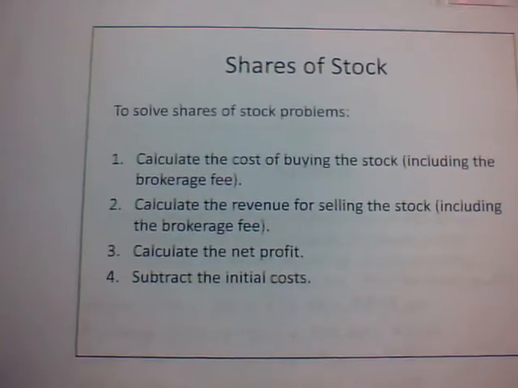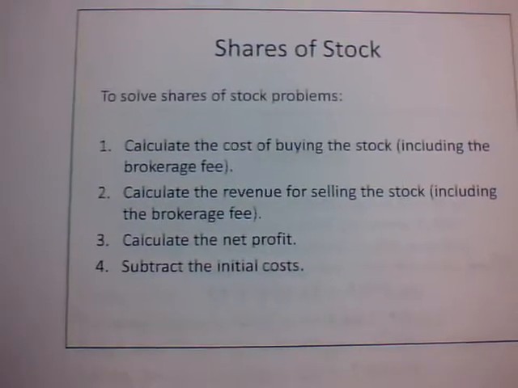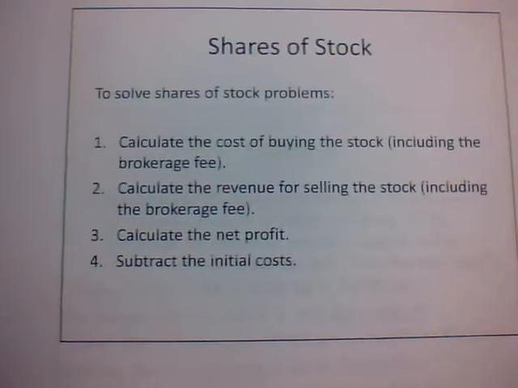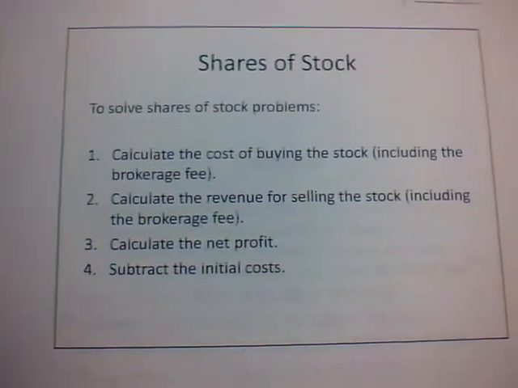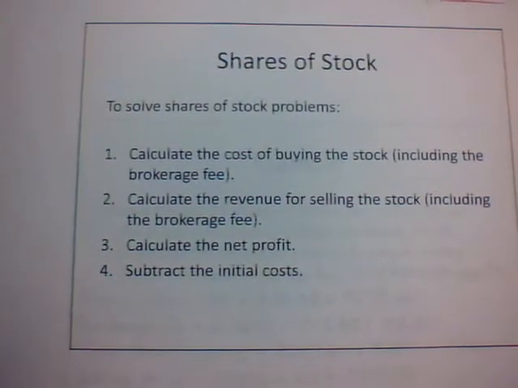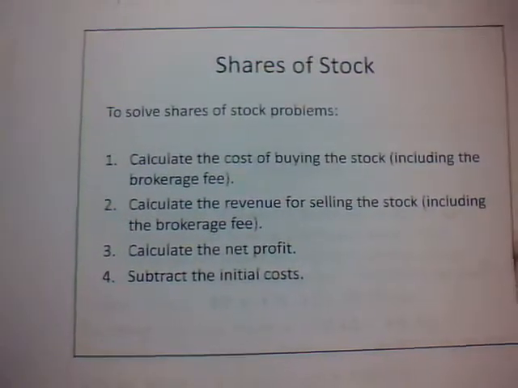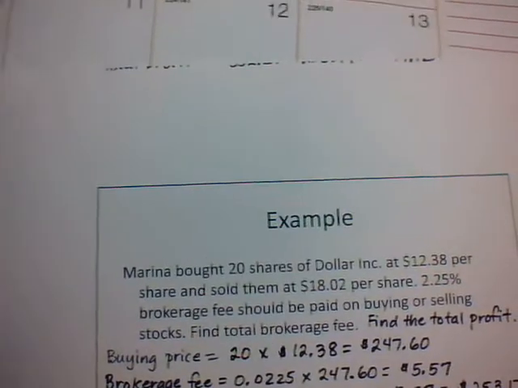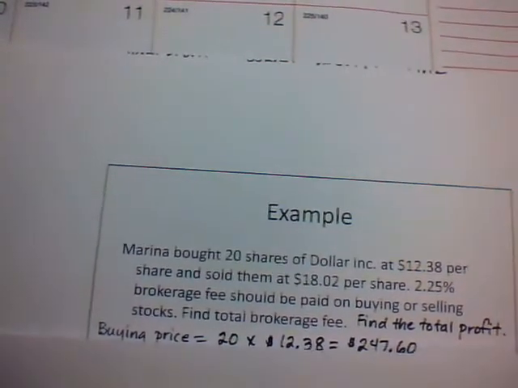1, you calculate the cost of buying the stock, and that includes the brokerage fees. And number 2, calculate the revenue for selling the stock, and that also includes the brokerage fee as well. Then you're going to calculate your net profit, and then you're going to subtract the initial cost. All right, let's look at an example of just that.